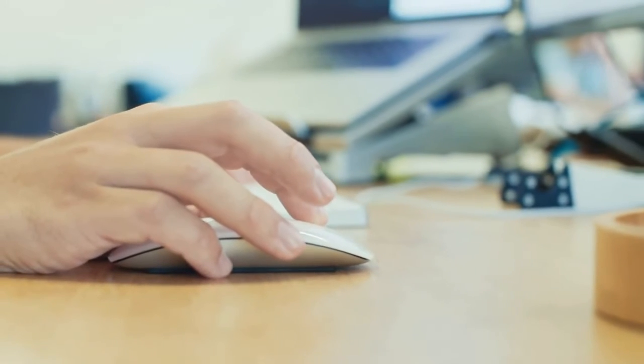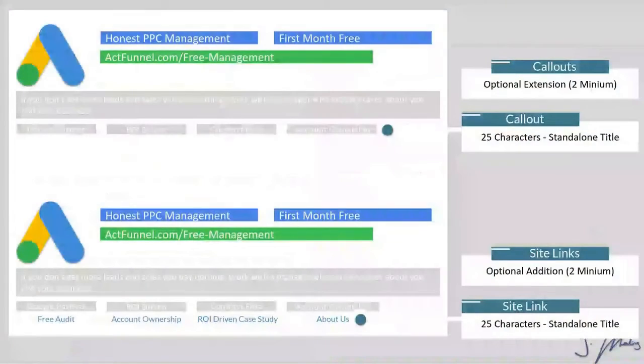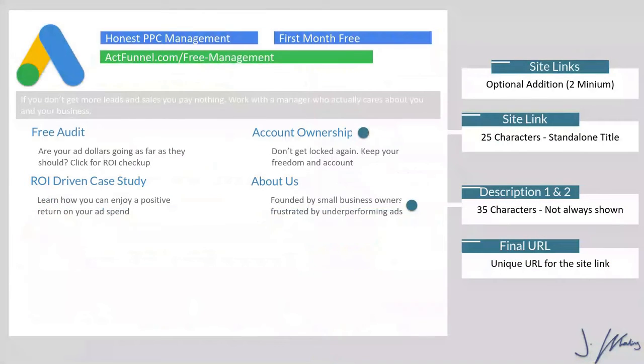Then we have site links, which are also 25 characters, and can appear just as little links, or as a link with a little description. The description that you're seeing here is just an example, and it doesn't always show up. So you want to make sure that the title of your site link can stand alone without the description. And what's cool about site links is they can link to separate pages. So that's all you need to know when it comes to your Google Ads actual messaging.